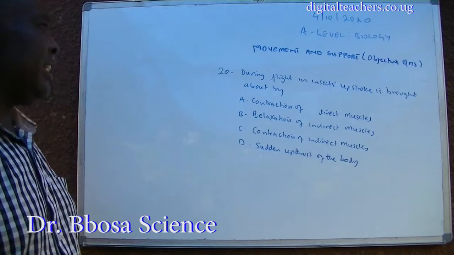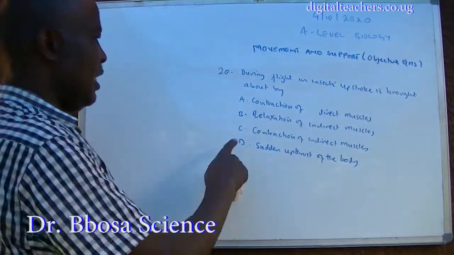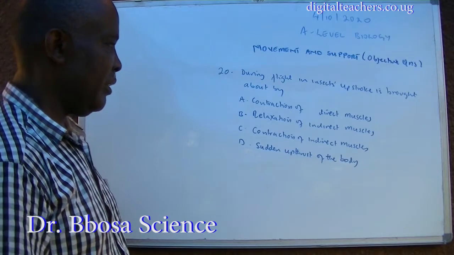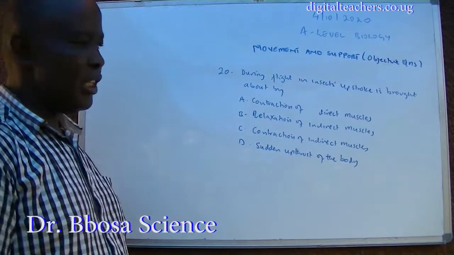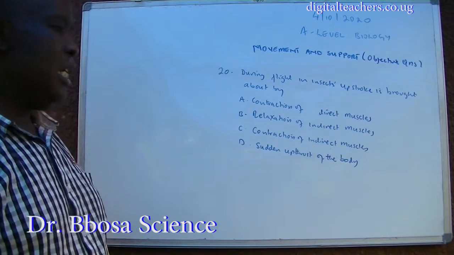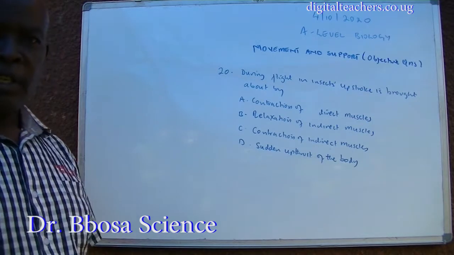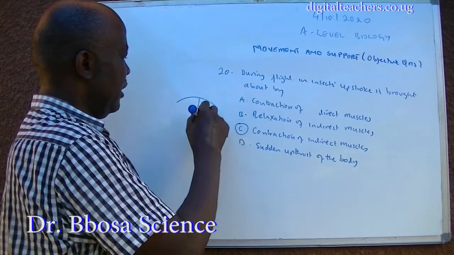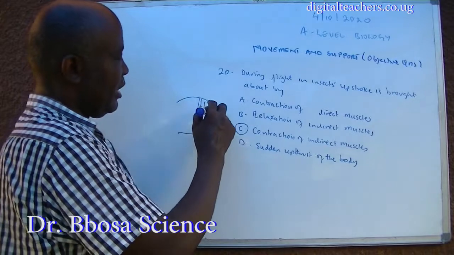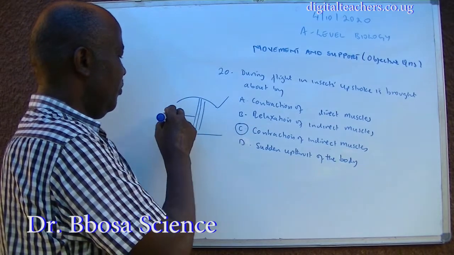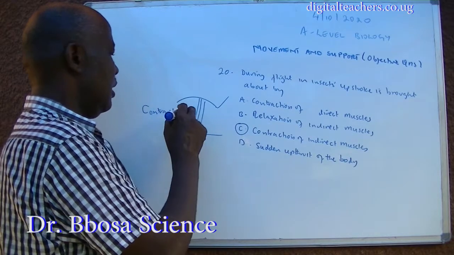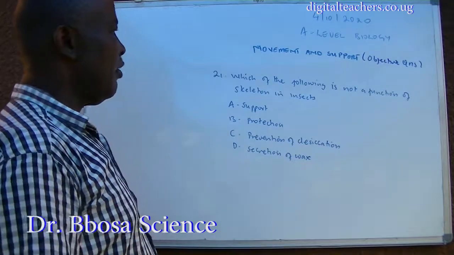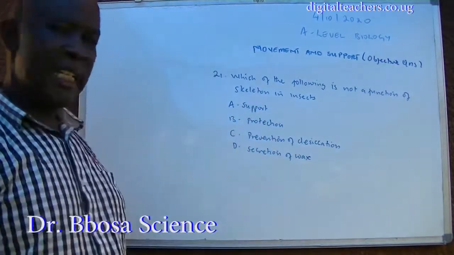Number 20. During flight in insects, upstroke is brought about by A. Contraction of direct muscles. B. Relaxation of indirect muscles. C. Contraction of indirect muscles. D. Sudden upthrust of the body. You can pause and answer. The answer is C. Contraction of the indirect muscles. When the dorsoventral muscles contract, the wing goes up.